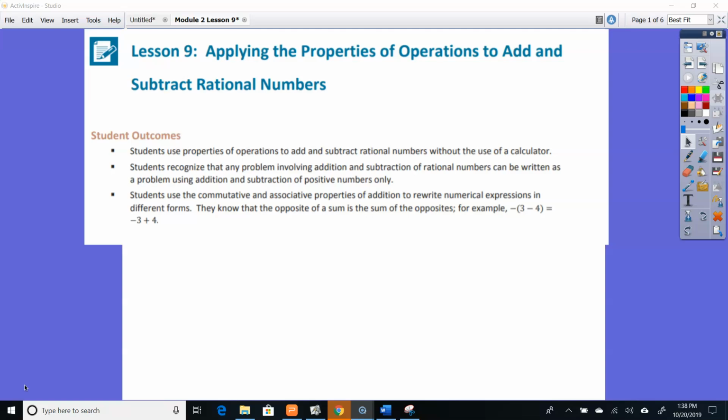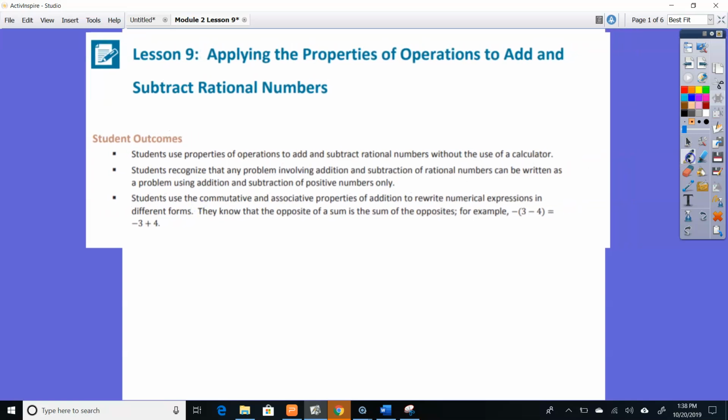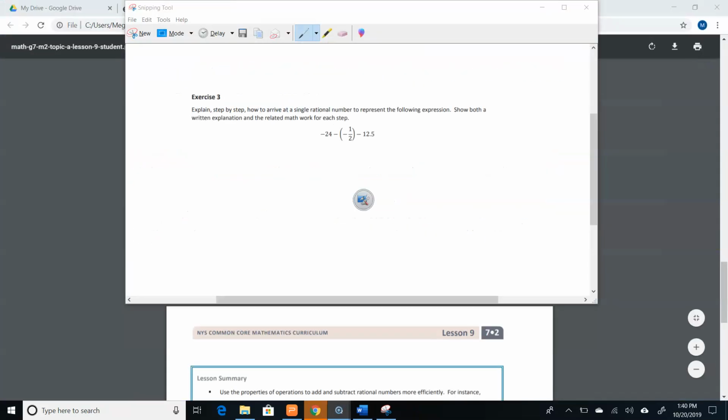Lesson 9 is a continuation of Lesson 8, so we're going to continue looking at those properties, concentrating on the commutative property and the associative property, as well as looking at subtraction, rewriting it as addition. And so, again, without the use of a calculator.